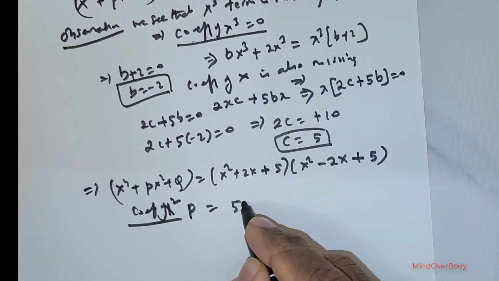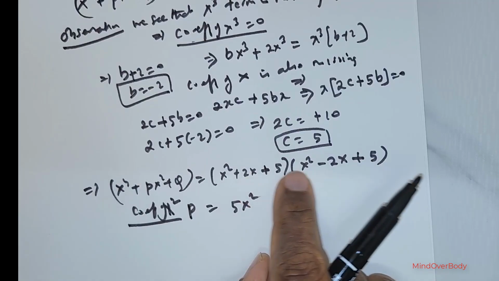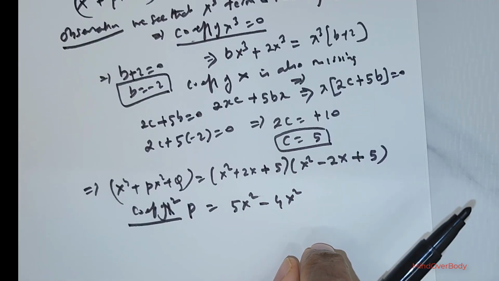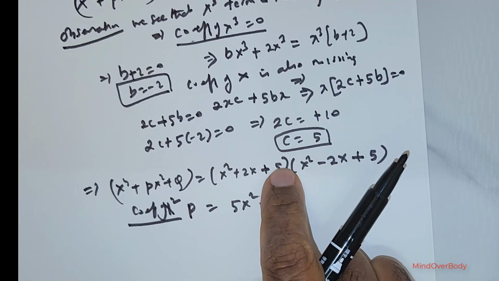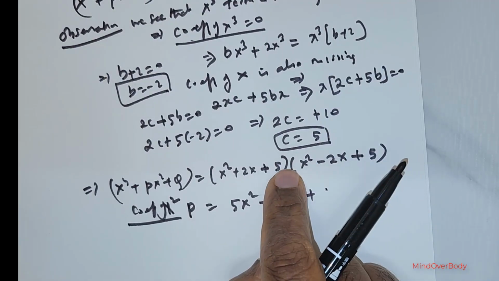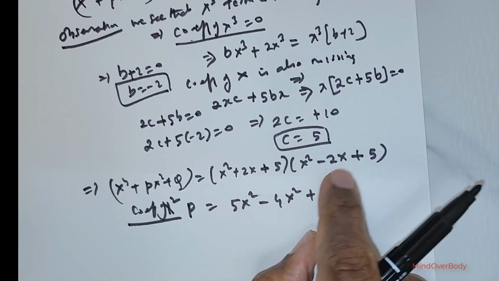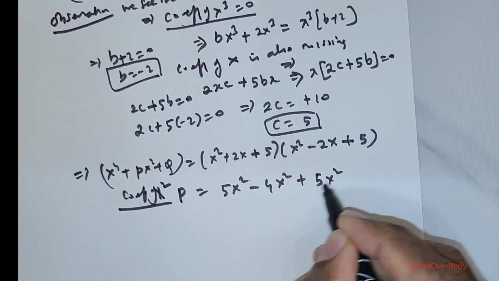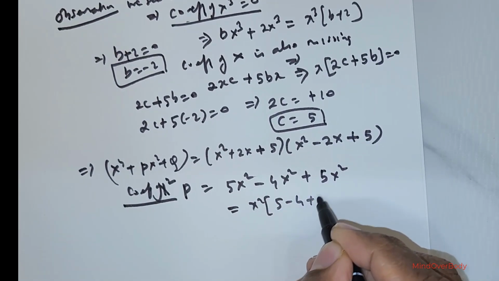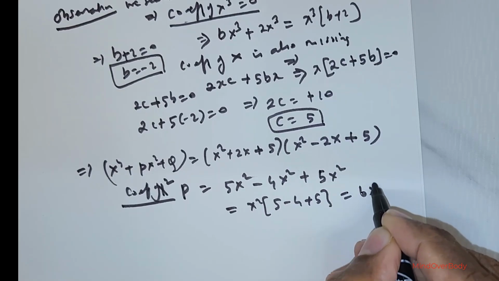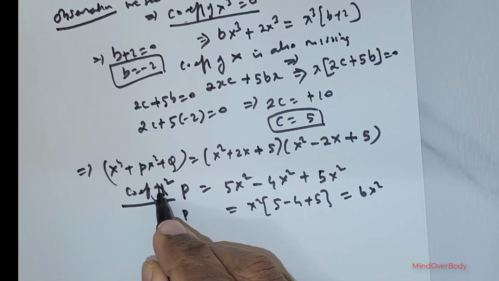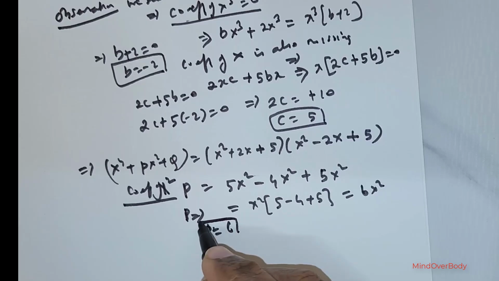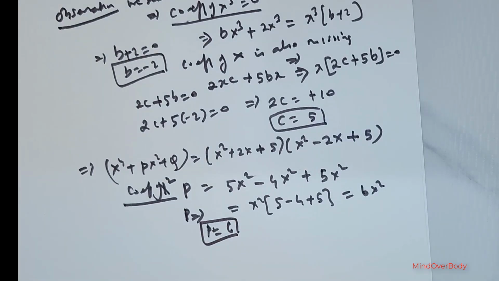5 times x squared, that is one term, and then negative 4 times x squared, that is another term. Is there any other term that we have? Over here 5 times x squared, and I also get a 5 times x squared here. So this is nothing but x squared times (5 minus 4 plus 5), which is nothing but 6x squared. So over here the coefficient of x squared is p, and over here the coefficient of x squared is 6, so p is equal to 6. Okay, so that is got.